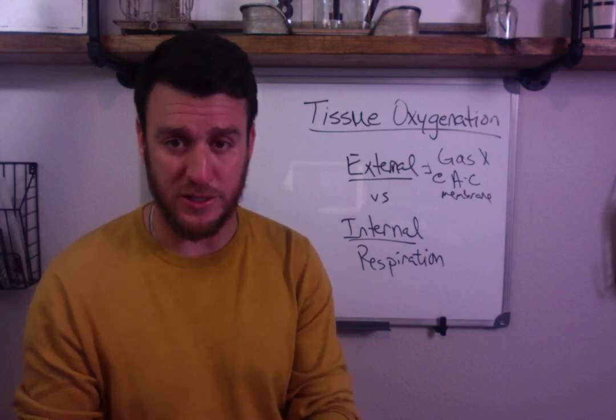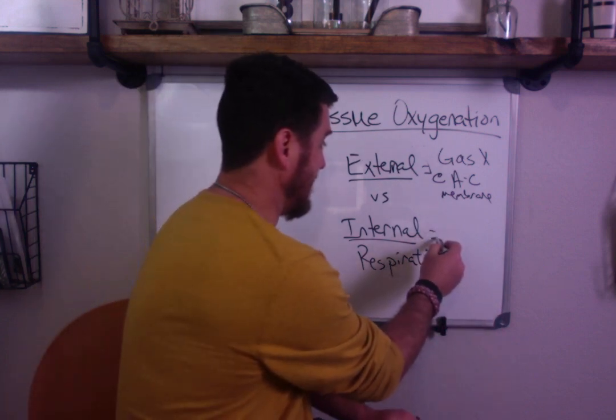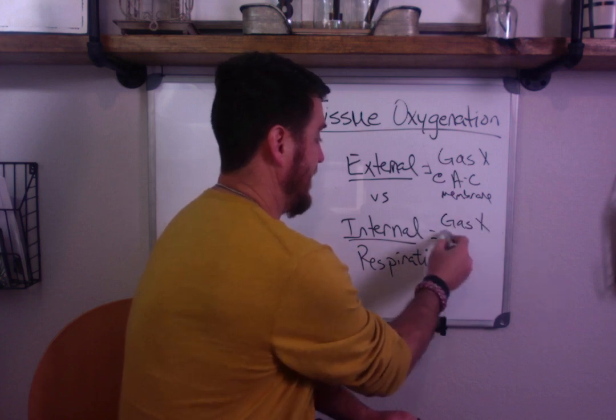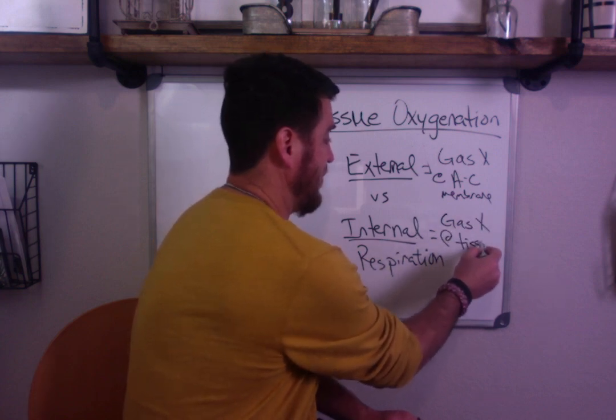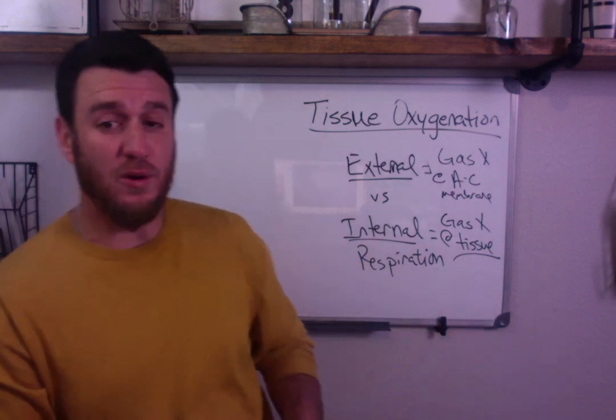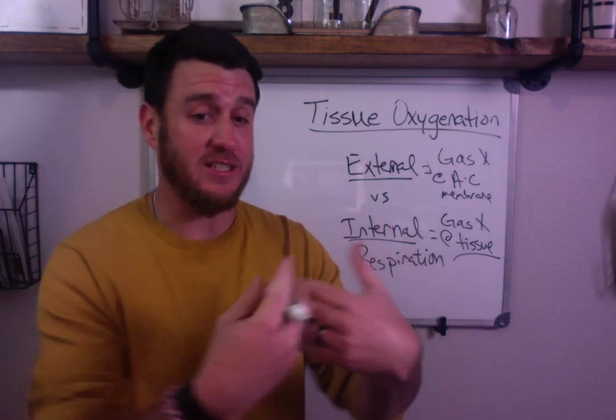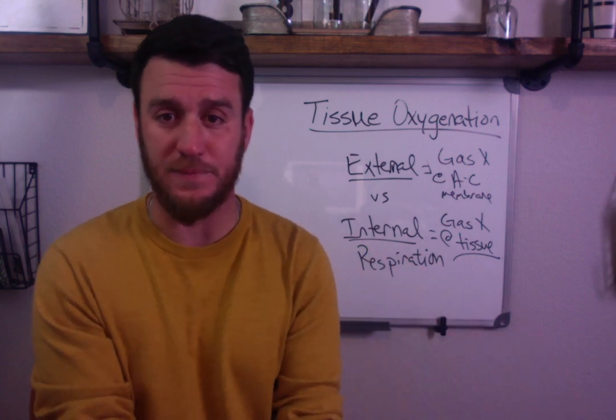Internal respiration is the gas exchange at the tissue level. So at the tissue level, you have tissues taking oxygen off and giving CO2 back into the blood.